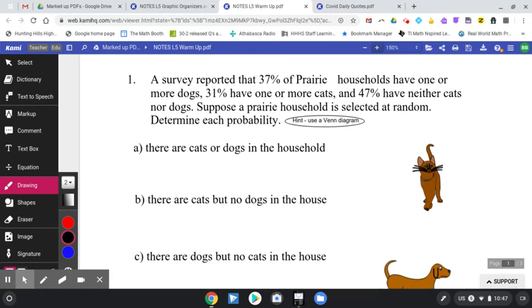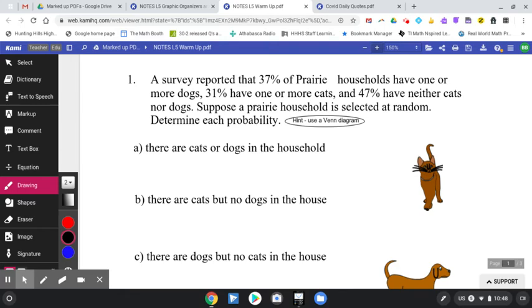So we're starting off here. It says, a survey reported that 37% of prairie households have one or more dogs. 31% have one or more cats. And 47% have neither cats nor dogs. Now, when I read that information, it sounds like a Venn diagram to me.